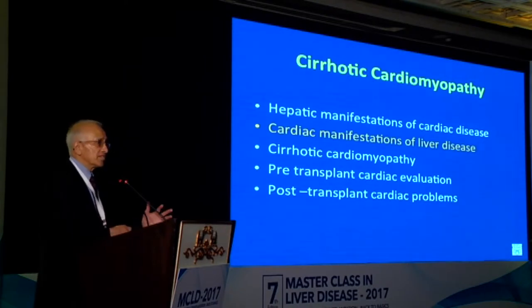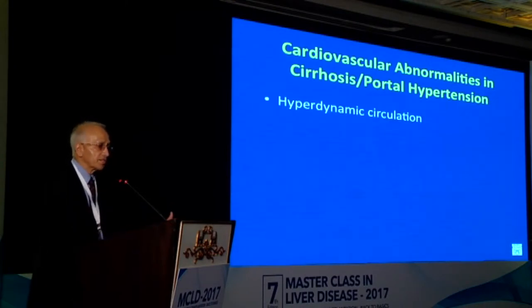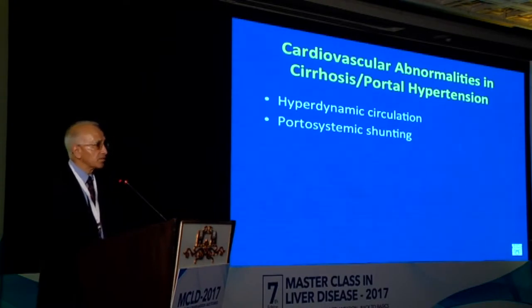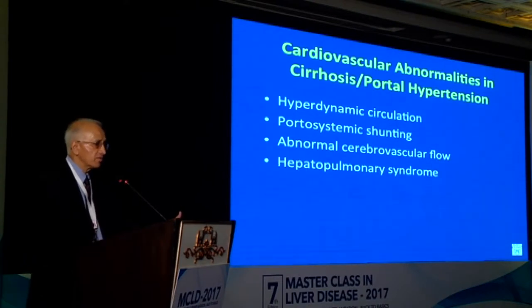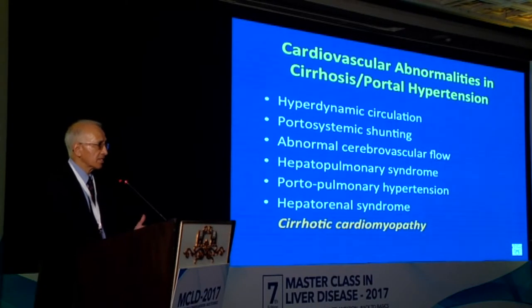The cardiac manifestations of liver disease are a little more complex. So the cardiovascular abnormalities noted in patients with cirrhosis and portal hypertension include the hyperdynamic circulation, portosystemic shunting, abnormal cerebrovascular flow, hepatopulmonary syndrome and portopulmonary hypertension, which was just discussed, the hepatorenal syndrome, and then cirrhotic cardiomyopathy.